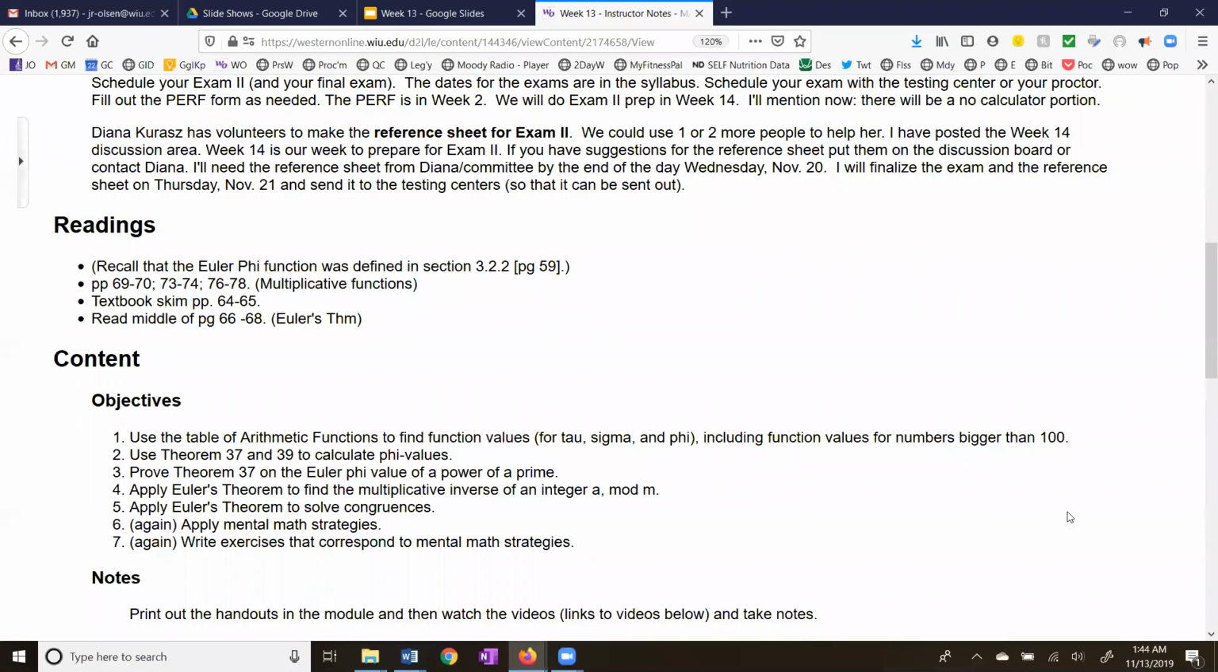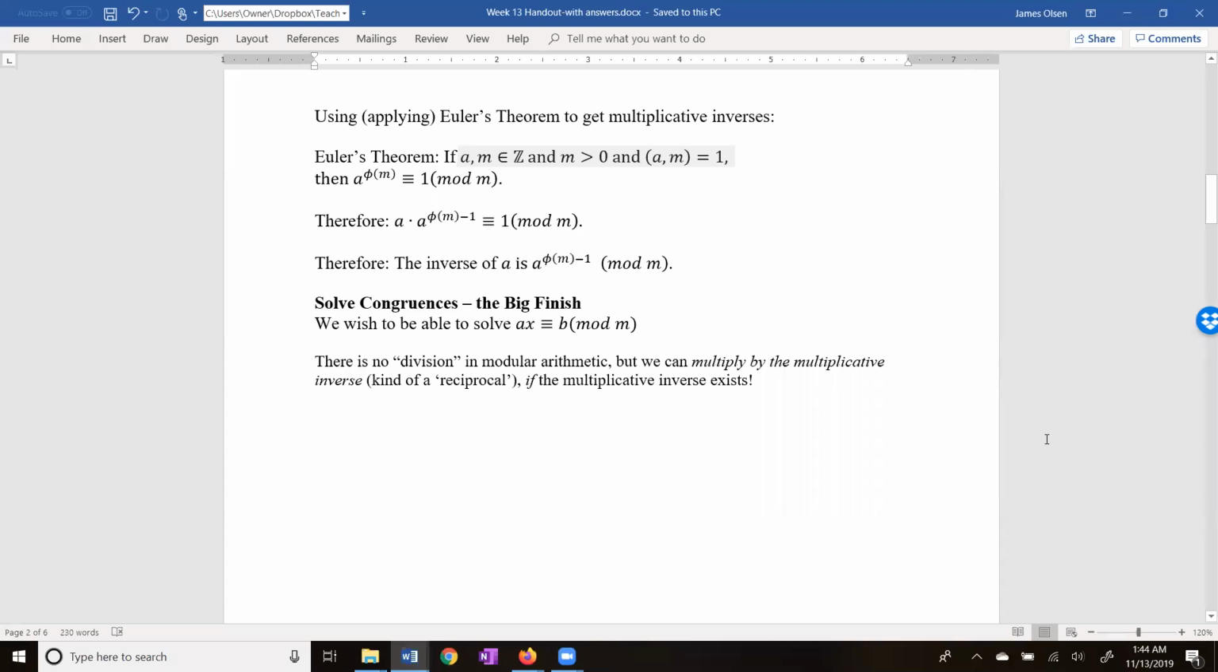Since the product is 1, this means we're able to find a multiplicative inverse. Let's take a look at our handout. Euler's theorem says that if a is relatively prime to our modulus, I can take a to the power of phi of m, and this will be congruent to 1 mod m.